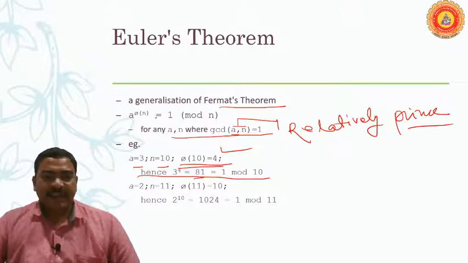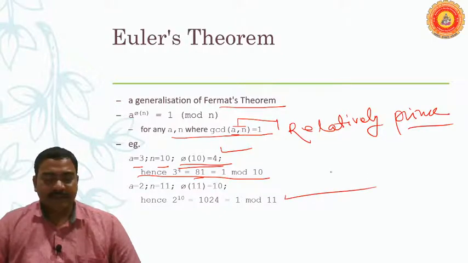So a to the power phi of n is 1 mod n for any a, n that is relatively prime. Here a is 3, n is 10, so phi of 10 is 4. So 3 to the power 4 is equal to 1 mod 10. 3 to the power 4 is 81, and 1 mod 10 is 1. Also, a is 2, n is 11, so 2 to the power 10 is 1024, that is also 1 mod 11. So you will find that.